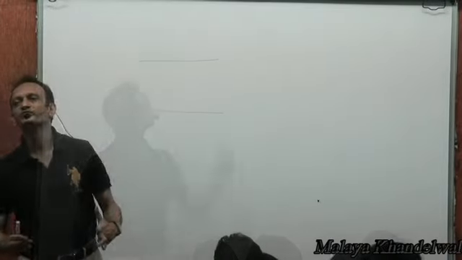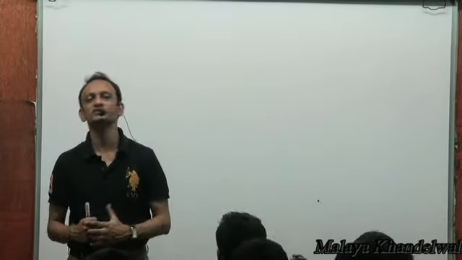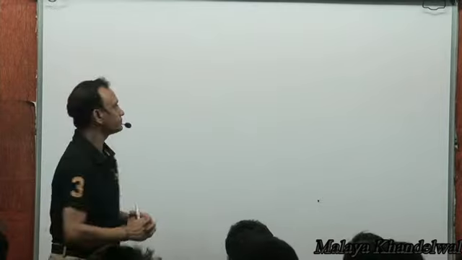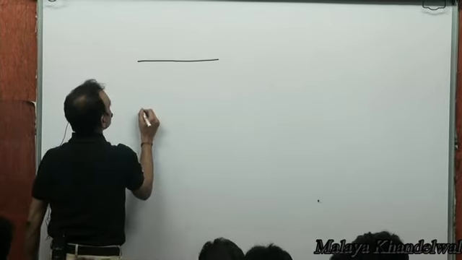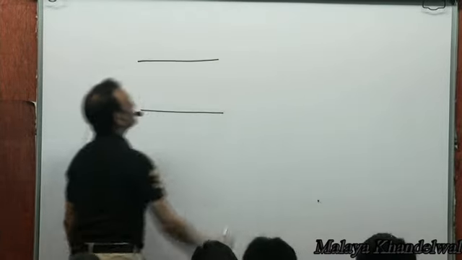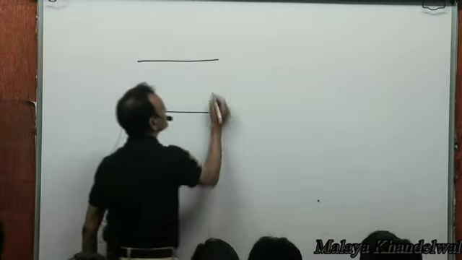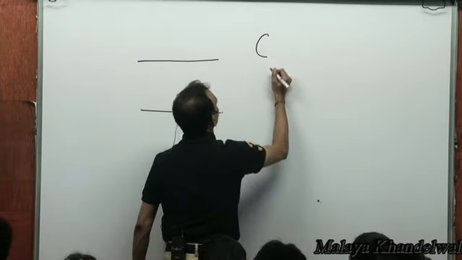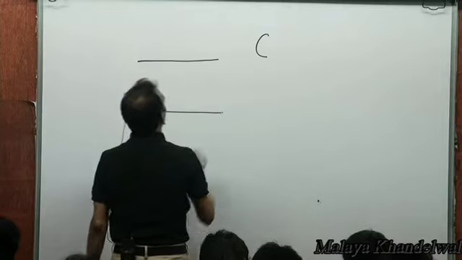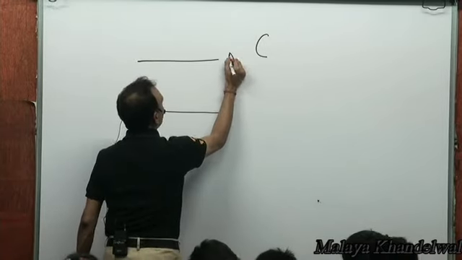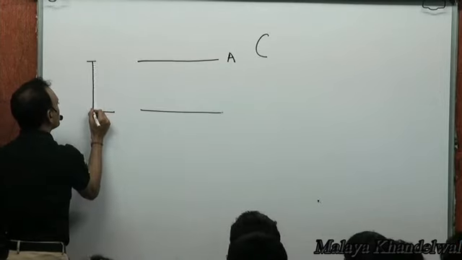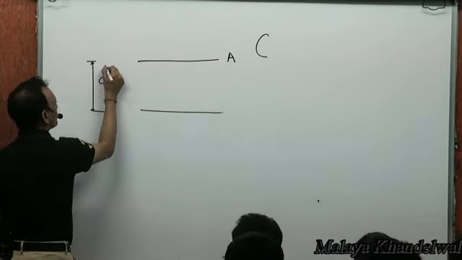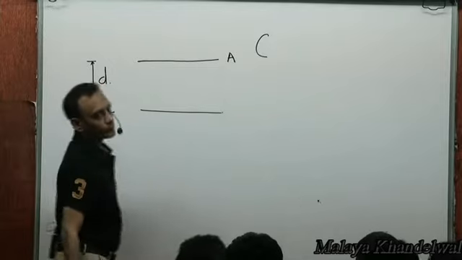Now some parametric variations in a capacitor. Let me imagine a capacitance of this kind, with area of overlap A and separation between the two plates as D.